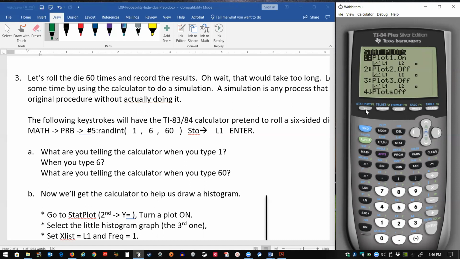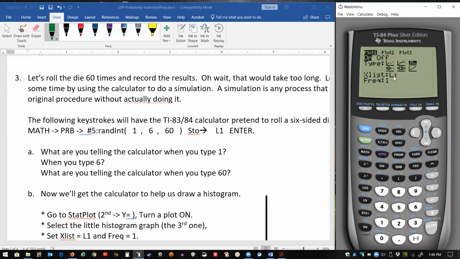So we used this a couple of different ways in the past. In this case, just press enter on the first plot and make sure your other plots are off, but turn on plot 1. Now go down to type, and which of those looks like a histogram? Oh, option number 3 is a histogram. We're going to press enter there.